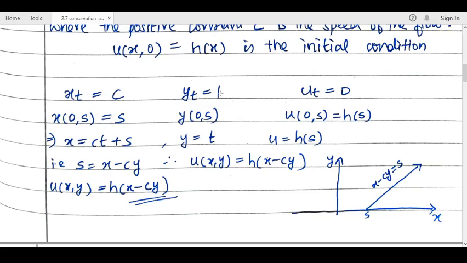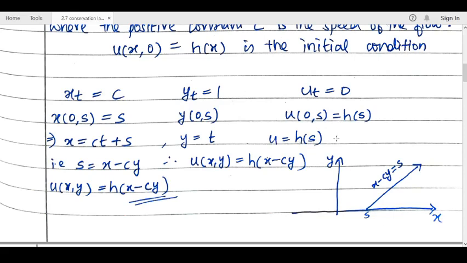Similarly, dy/dt equal to 1. So dy equal to dt, y equal to t plus f2(s). When I apply the initial condition, I get f2(s) equal to 0 because y(0,s) is 0. So y is t only, y equal to t. The third one is u_t equal to 0, which implies that u must be a constant. u is a constant, but at t equal to 0, u takes the value h(s). Hence that constant must be h(s). So we will get u equal to h(s).